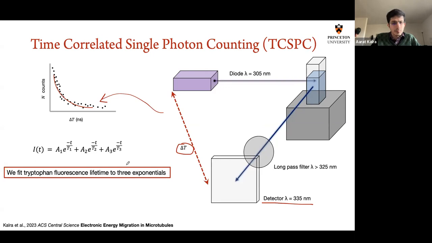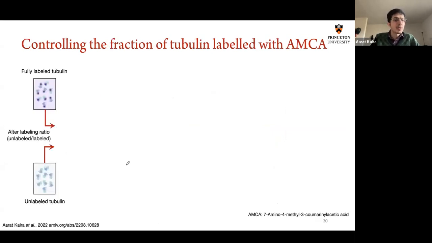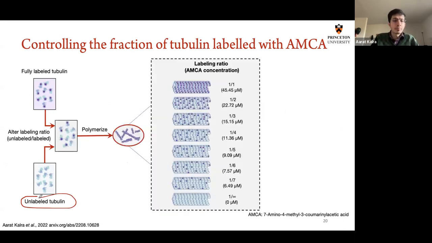And so the experiment that I did was I mixed some AMCA-labeled tubulin with some unlabeled tubulin. One can create a mixture, a cocktail of the two, and polymerize microtubules from that. Depending on the ratio of fully labeled tubulin to unlabeled tubulin, you can get a spectrum of labeling ratios, basically. So if you have only labeled tubulin, you can end up with a labeling ratio of 1:1, meaning every single tubulin inside the microtubule is labeled with AMCA.